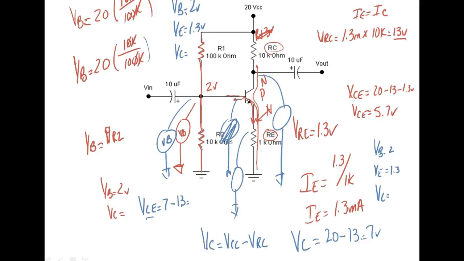So what that's going to do, it's going to let our input signal come in, and it's going to subtract from or add to that base voltage right there. So if the base voltage goes up, then the transistor is going to cut on more. If the base voltage goes down, then the transistor is going to move toward cut off. Right? You understand?